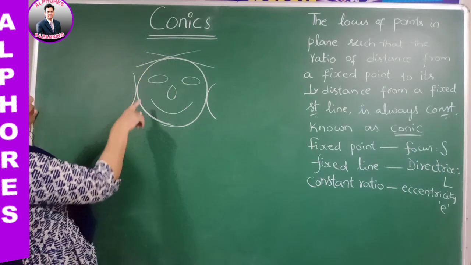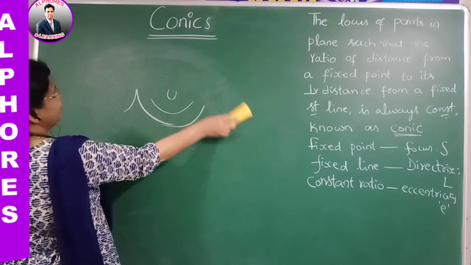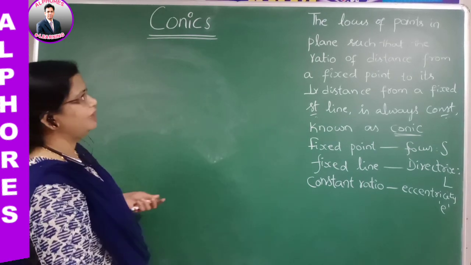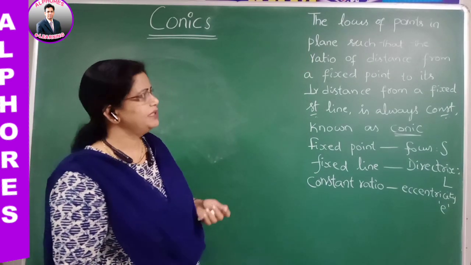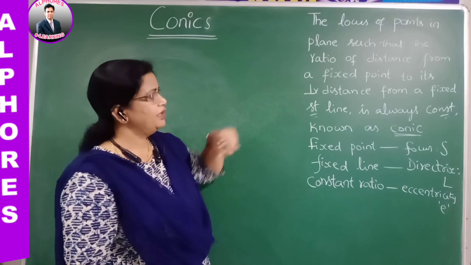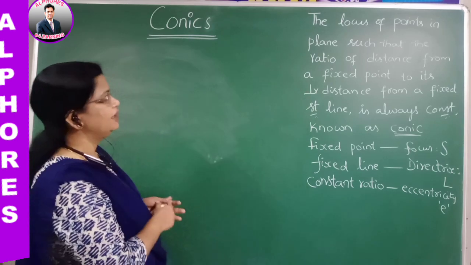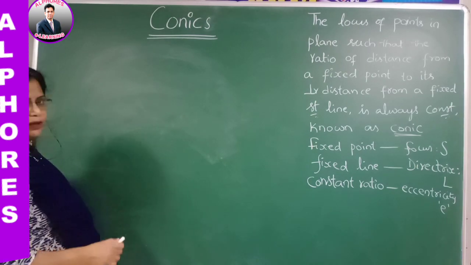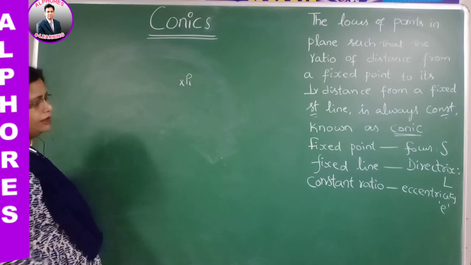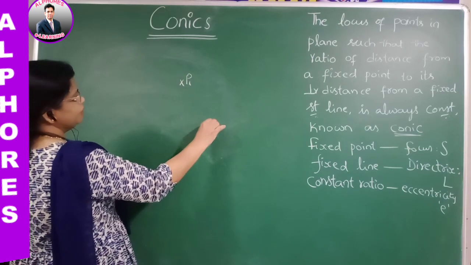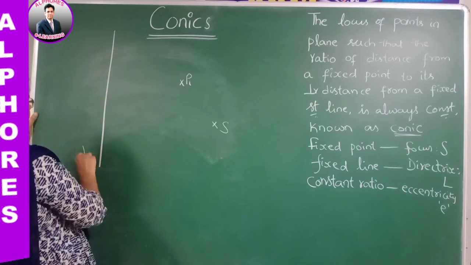Okay students, so now we are going to discuss what a conic is. A conic is nothing but the locus of points in a plane such that the ratio of distances from a fixed point to a fixed straight line is always constant. Suppose in the plane I am taking a point P1, and suppose this is the fixed point, S, and the fixed line we are taking as L.